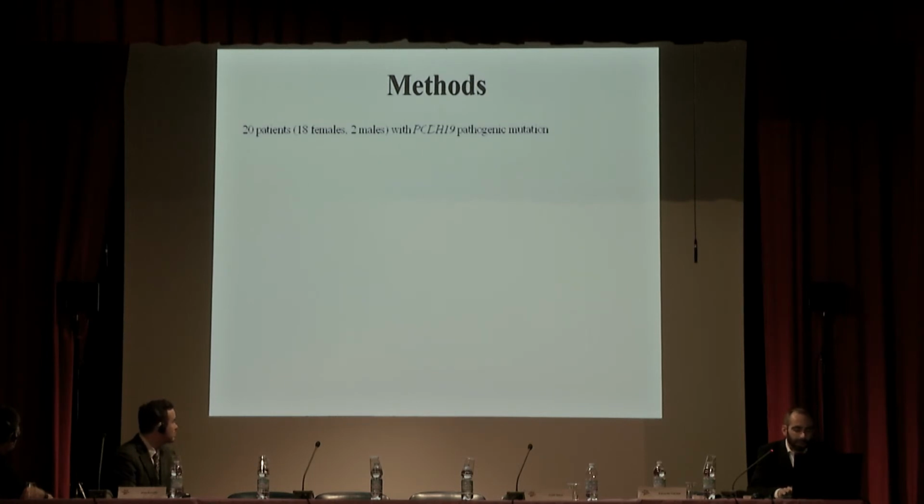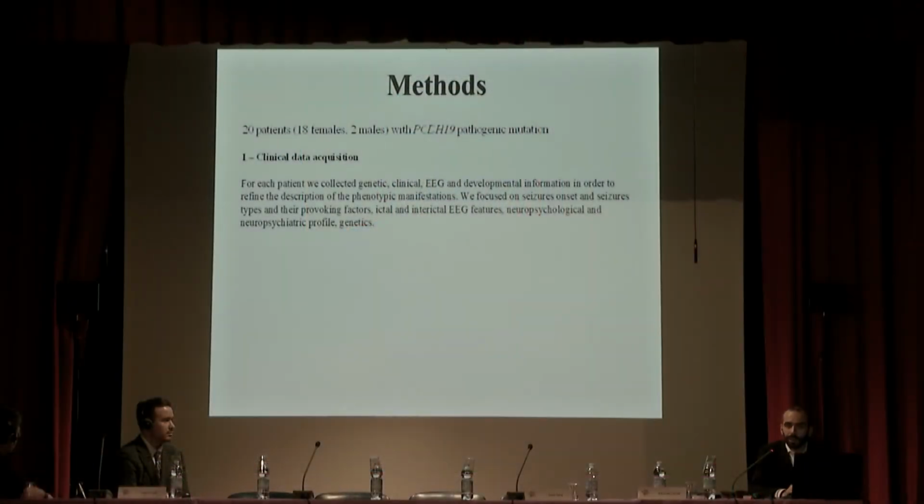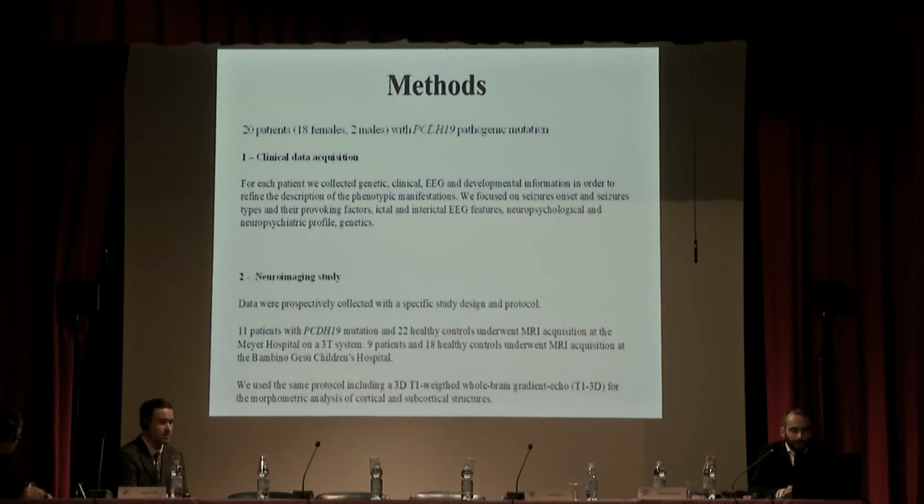mutation. We have 20 patients, 18 females, 2 males with PCDH19 pathogenic mutation, multicentric selection: Meyer Hospital, Bambino Gesù, Gaslini, and Stella Maris. We have acquired clinical data retrospectively with an ad hoc form that was filled in by the attending neurologist, with seizure onset, frequency of seizures at onset, follow-up, psychological, neuropsychiatric, genetic information was also collected.